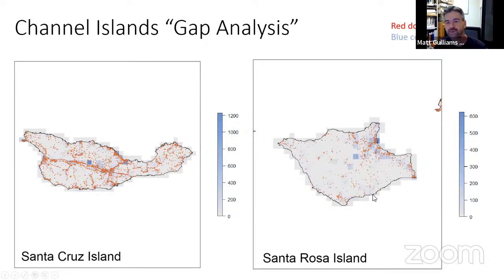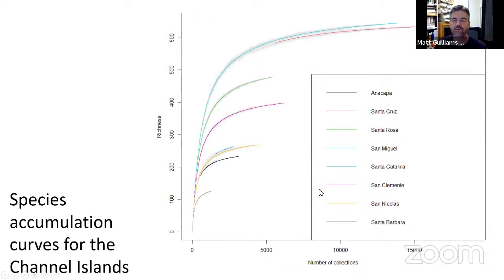But look at poor Santa Rosa. Really, right here around the landing, there's a lot of specimens collected from there. This is a really wonderful and accessible stretch of coastline, so a lot of specimens from there. But there are many, many places where no botanist has collected anything on this island. Really, really sobering. So that gap analysis really helped to drive home the point that there are places where some systematic surveying would be really helpful.